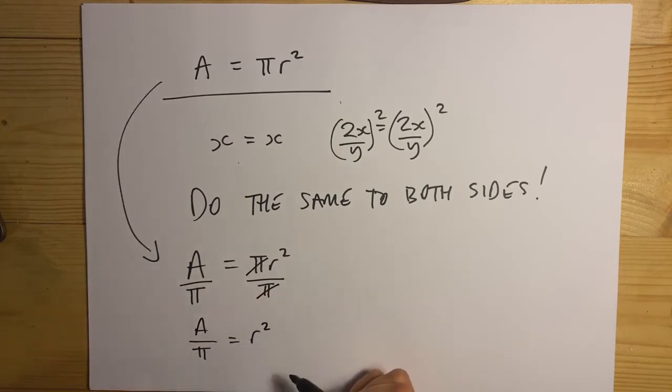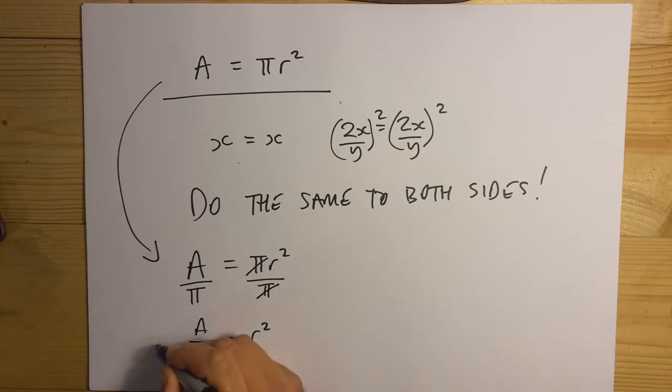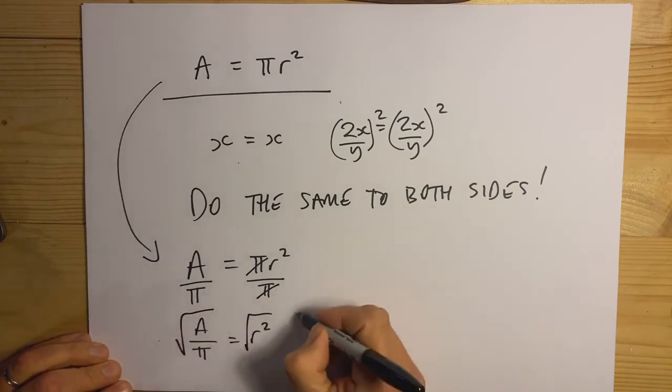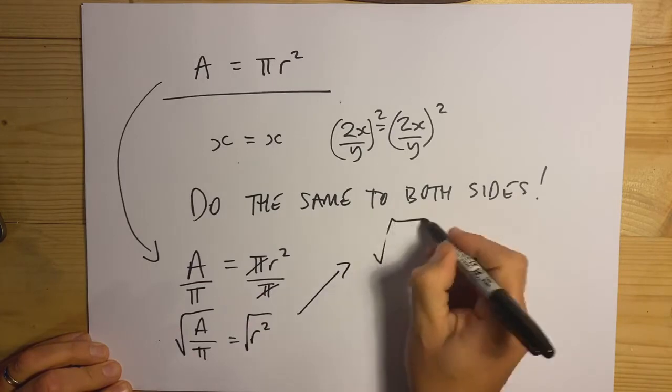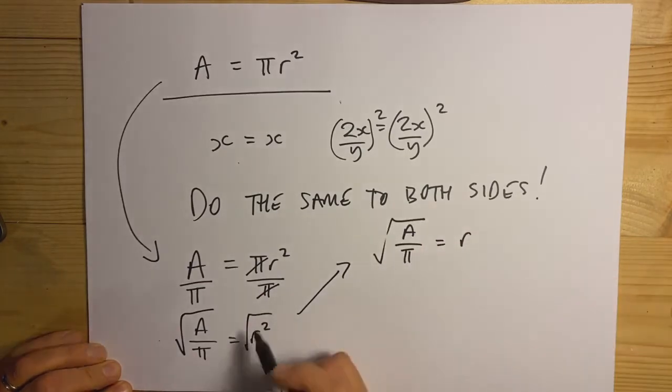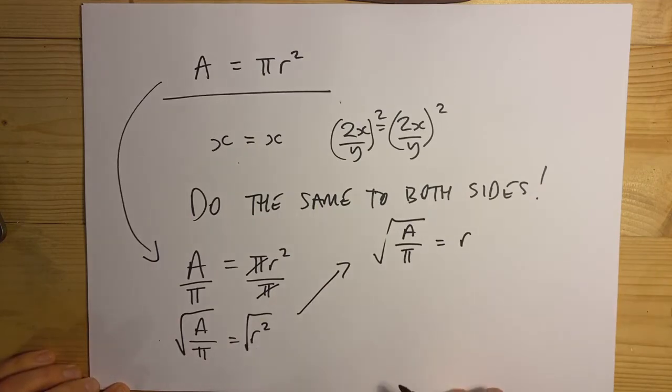Okay, we're getting there now, but we don't want r squared, we want r. So one of the things we can do is take the square root of r squared, and that will give us r. But if we take the square root of this side, then we have to take the square root of that side. So square root of that side, square root of that side, and this leads us to the square root of a over pi equals r. The square root of r squared is r.